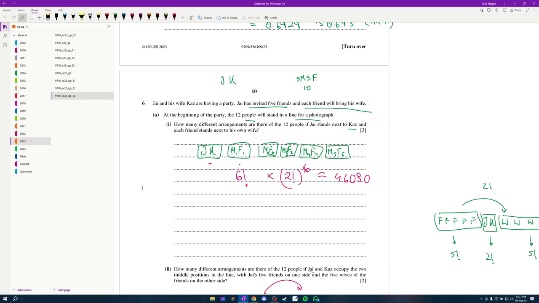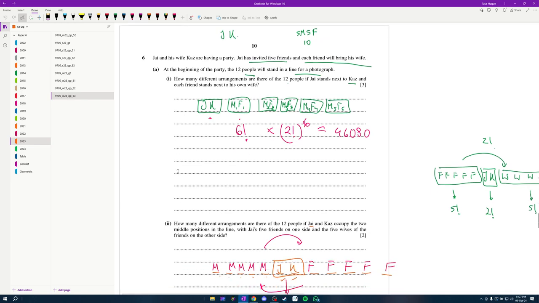So there are 6 couples. For that we have 6 factorial. And for each couple, they can alternate their positions. So 2 factorial into 2 factorial into 2 factorial into 2 factorial into 2 factorial into 2 factorial, or 2 factorial to the power 6. So that's 6 factorial for the 6 couples, the 6 units, times 2 factorial to the power 6. That's the answer.